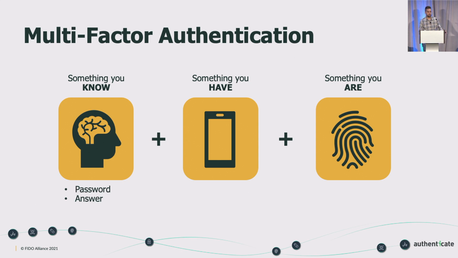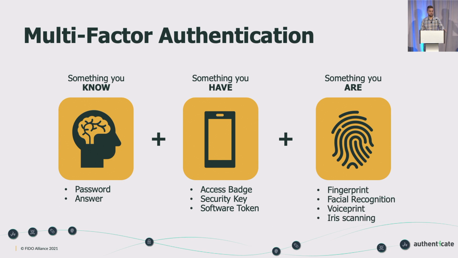Something you know could be a password. Most commonly it is a password, but it could be anything. It could be an answer to a security question that you've made up, like, who is my second grade teacher's tallest son's rabbit's name? Then the next factor we have is something you have. This could be a device like a phone or a laptop. It could be an access badge, a security key, a software token, a one-time password, something that you have on your person. The next factor is something that you are, something intrinsic to you: a fingerprint, a facial scan, a voice print. It could even be a heartbeat rhythm.